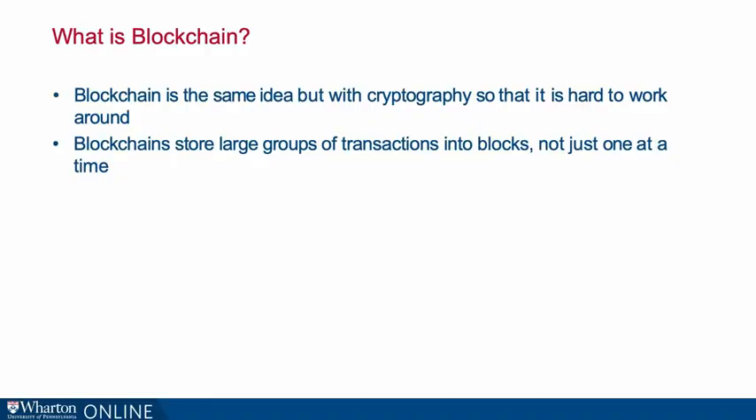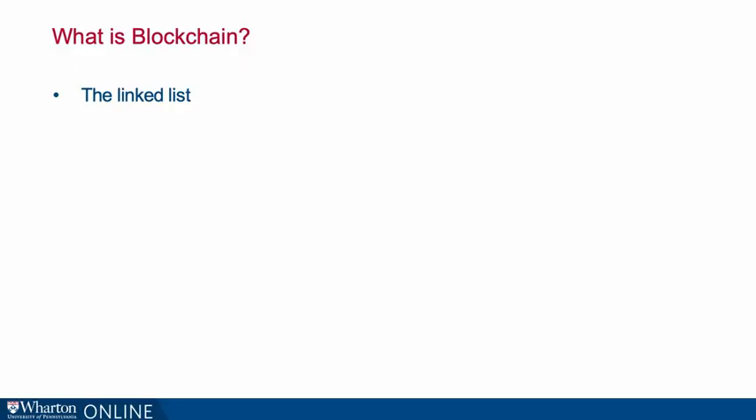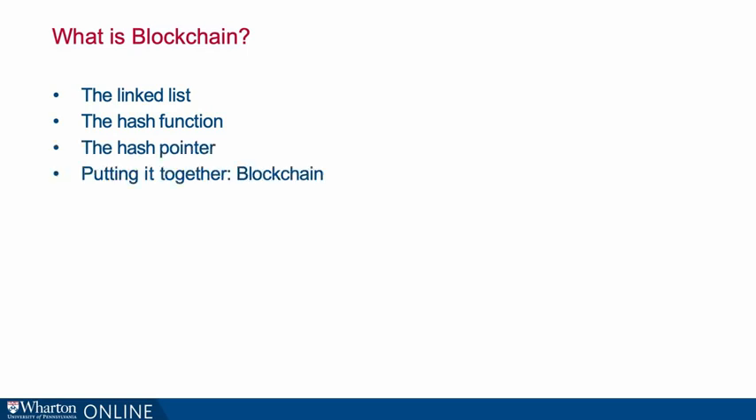Also, another key difference, instead of transactions appearing one at a time, blockchain stores transactions into blocks. That's important for efficiency. Now, to understand how blockchain works, we do need some concepts from cryptography and from computer science. So here is an outline of this lecture. First, I'm going to discuss something called the linked list, then the hash function, the hash pointer, putting it together, which is blockchain, and then back to my example, how blockchain creates a truly tamper-proof ledger.